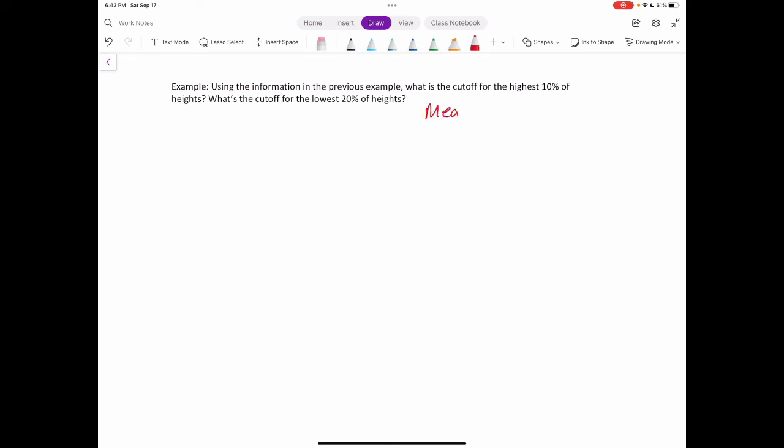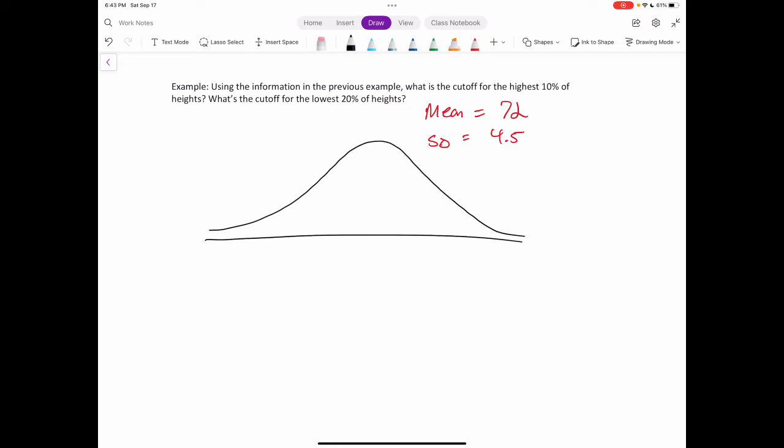If you remember, we said that our mean was, I believe it was 72, and the standard deviation was 4.5. Listen, draw a picture. When in doubt, draw a picture. We have a normal distribution. The center of that is the mean, and these are x values, not really z values. The mean is going to be 72, okay? And we want to know what's the cutoff for the highest 10%. So anytime you're in the top 10%, that means you're far right on that number line. So the top 10% is going to be somewhere over here.